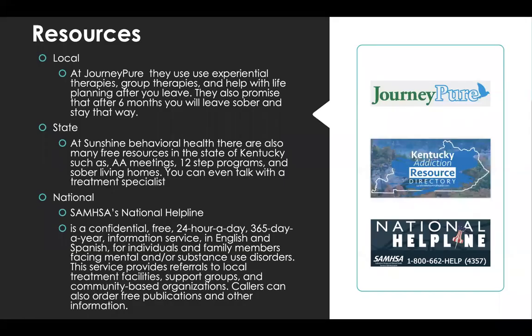Resources. Local resources is Journey Pure. They have a resource here in Bowling Green that they use, and they use experimental therapies, group therapies, and they also help with life planning for after you leave. They also promise that after 6 months you will leave sober and you will stay that way.